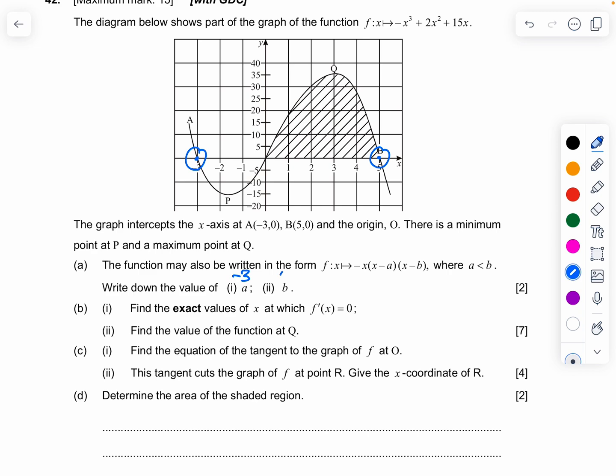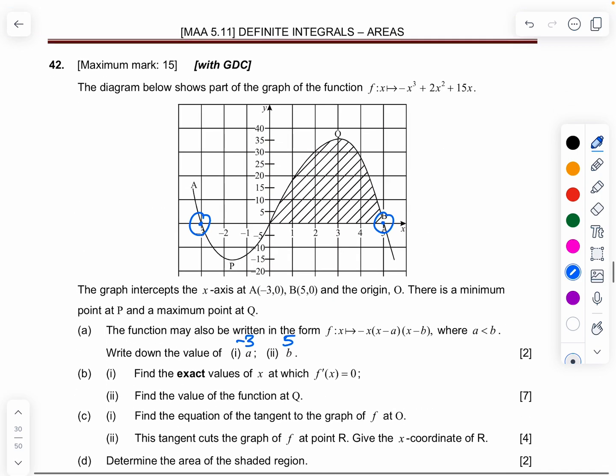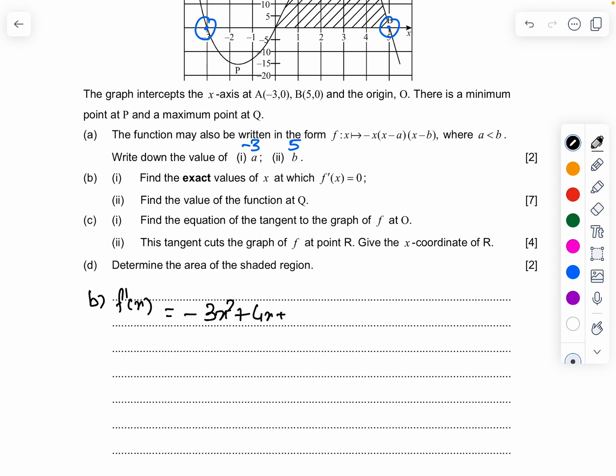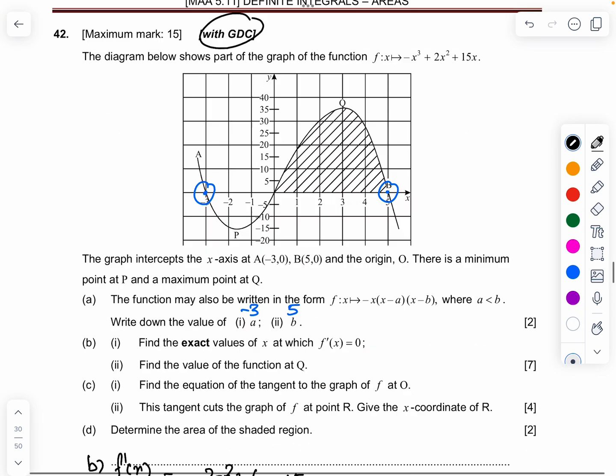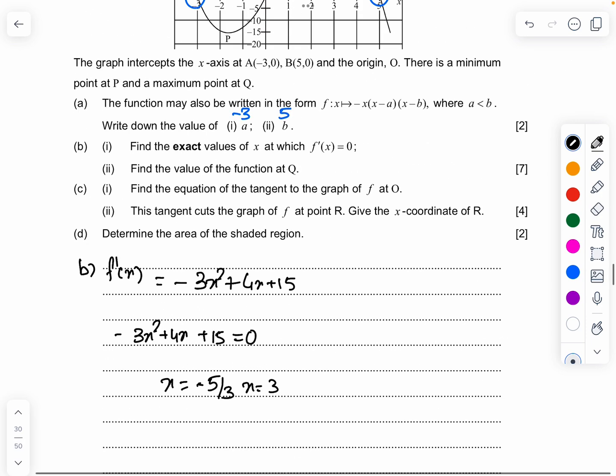So a is -3 and b is 5. Now find the exact values of x for f prime x equals 0. First of all, I'm going to find f prime x. F prime x will be equal to -3x square plus 4x plus 15. So -3x square plus 4x plus 15 equals 0, which gives me, by GDC, directly you can get that value, x equals -5/3 and x equals 3.